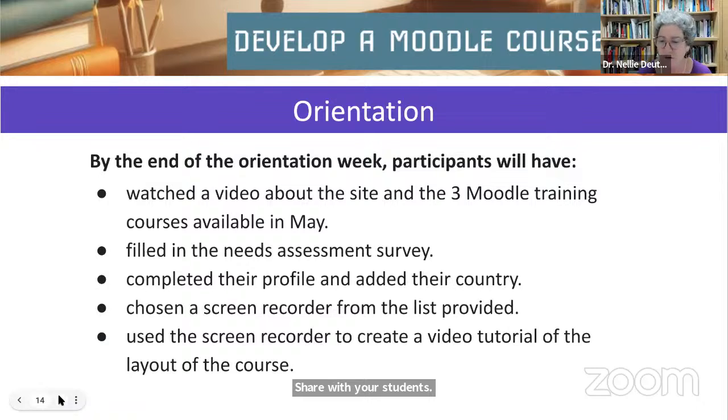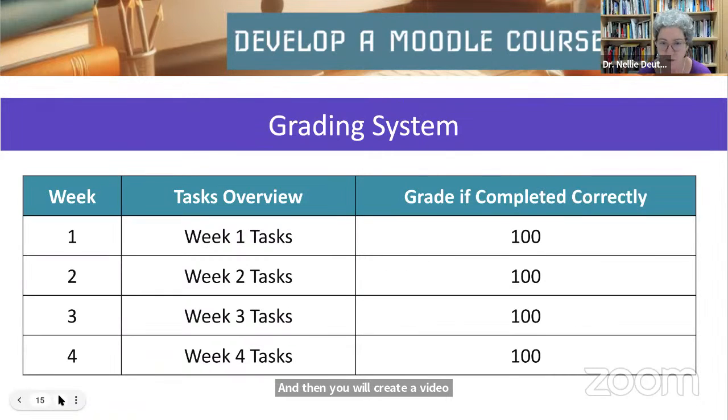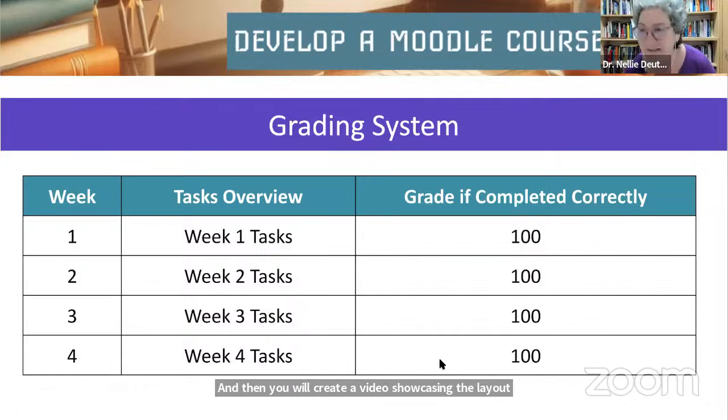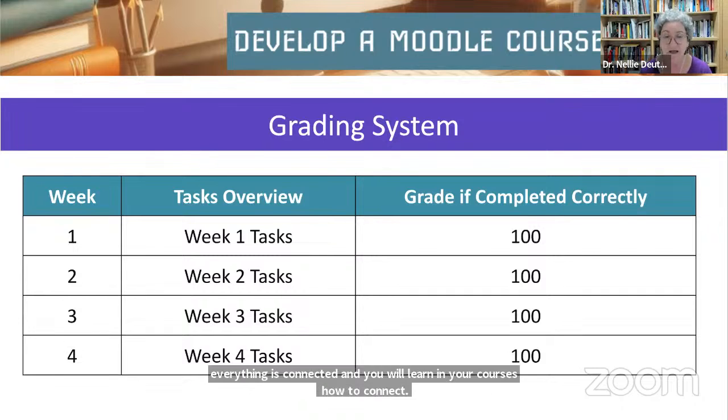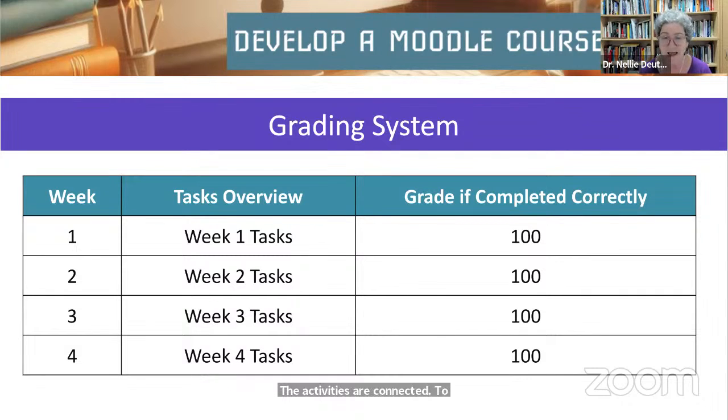And then you will create a video showcasing the layout of the course. Now, the grading system, everybody's curious about the grading system. There is a grading system, and the reason there is one is because everything is connected, and you will learn in your courses how to connect. The activities are connected to the grading system. And if you don't have a grading system to complete an activity, it'll be difficult to get the digital badges, which are connected to the activities. And all the activities are connected to the course completion, which connects to the certificate of completion.